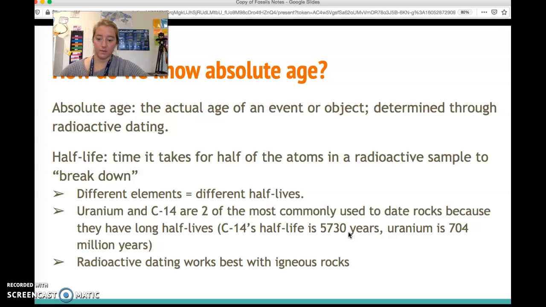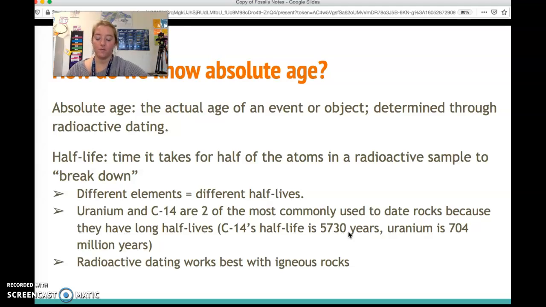Here's how we tell our absolute dating. We find the absolute age, or the actual age, of an object or event. It's determined through radioactive dating. We do this because we know the half-life of an element. A half-life is the time it takes for half of the atoms in a radioactive sample to break down.